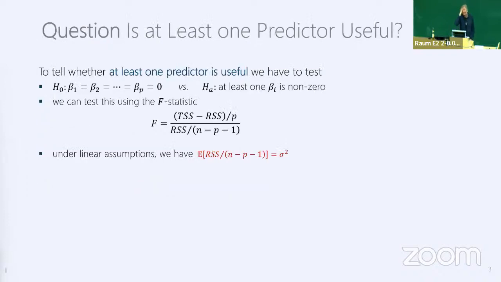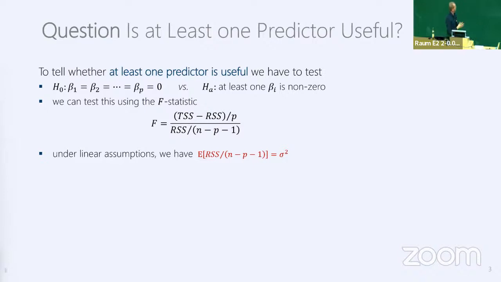Starting with the first one. Is at least one predictor useful? Last week, we already dabbled a little bit into the wonderful world of significance testing for coefficients. Is a coefficient close to zero or not? We discussed this, right? Remember?